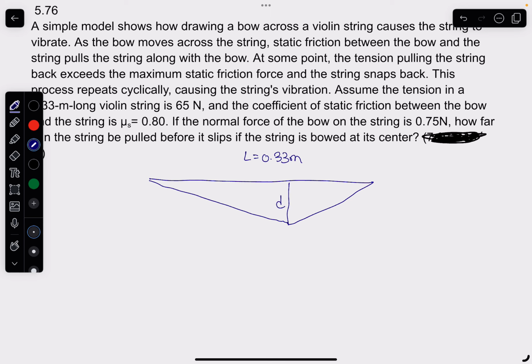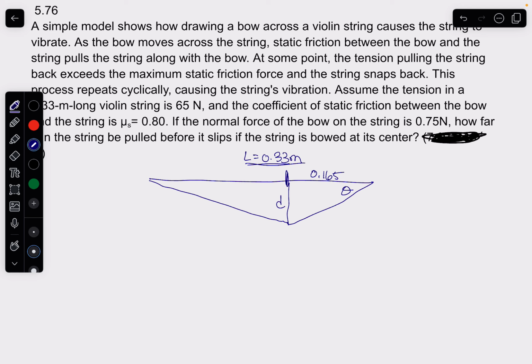Now, if we know this length is 0.33, this is halfway, 0.33 divided by 2, what did I come up with? 0.165. So that means this is 0.165. So if you know theta, bingo, you know the answer. So the key thing is what is theta, but how do you solve for theta?